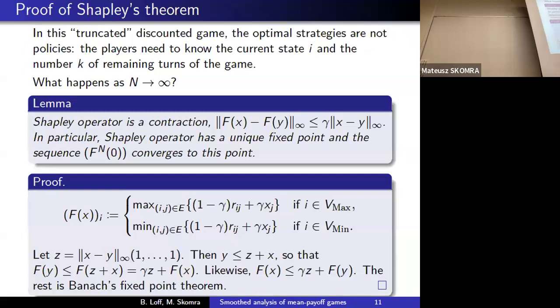So we have this equality. And likewise, if you switch y and x, then you get this inequality. So what does it mean? This means that f of y minus f of x is smaller than this. And the opposite, f of x minus f of y, is also smaller than this. So since the number is smaller than this and the negative of the number is also smaller than this, the absolute value is smaller than this, which is exactly gamma times the distance. Okay, and we got the contraction.